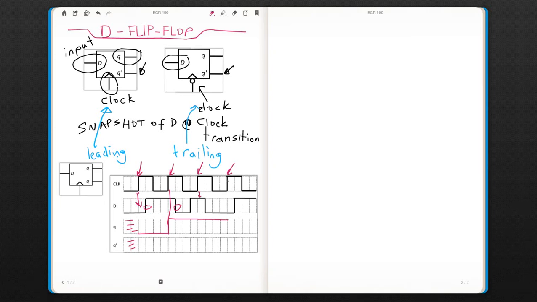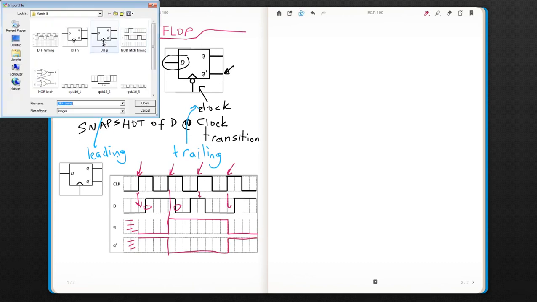Another leading edge, the input is zero, so I'm going to go to zero. Since there are no other transitions, I'll just stay there. Q naught is easy to draw. It's basically whatever Q is, it's going to be exactly the opposite.